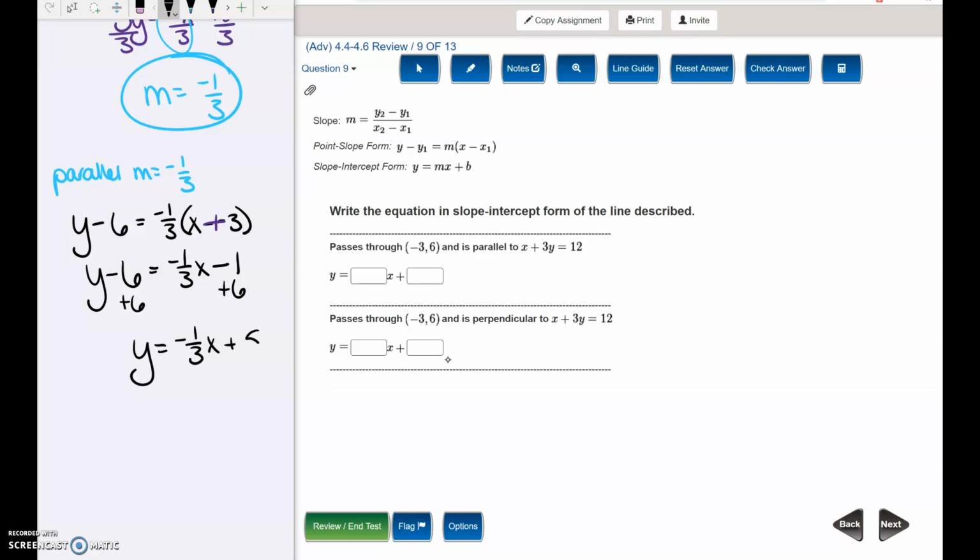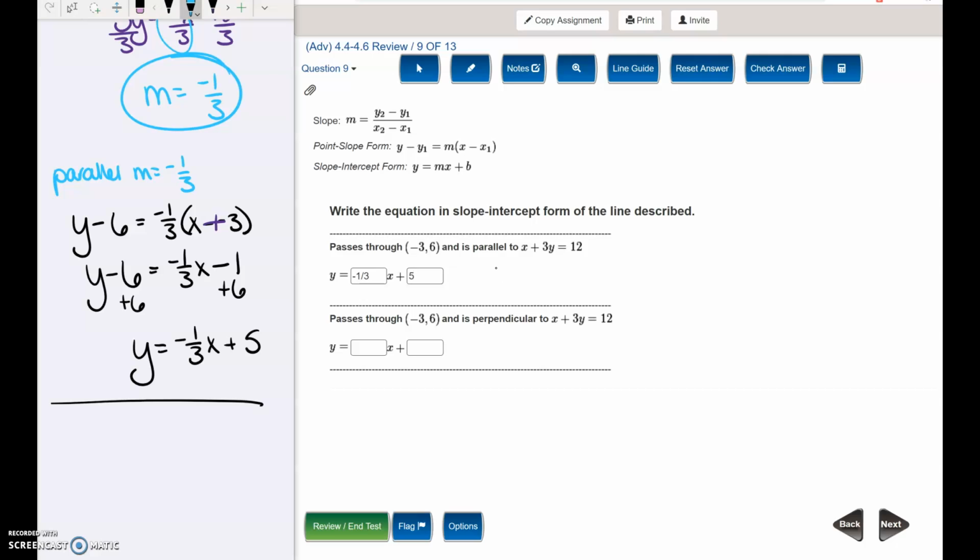-1/3 x plus 5. And this time it's just filling in the blanks. You're going to type this in. There's no math keyboard, so -1 divided by 3. Use the slash, the division button on your keyboard. -1/3, -1 divided by 3. The x is already there, and then you type in the 5.